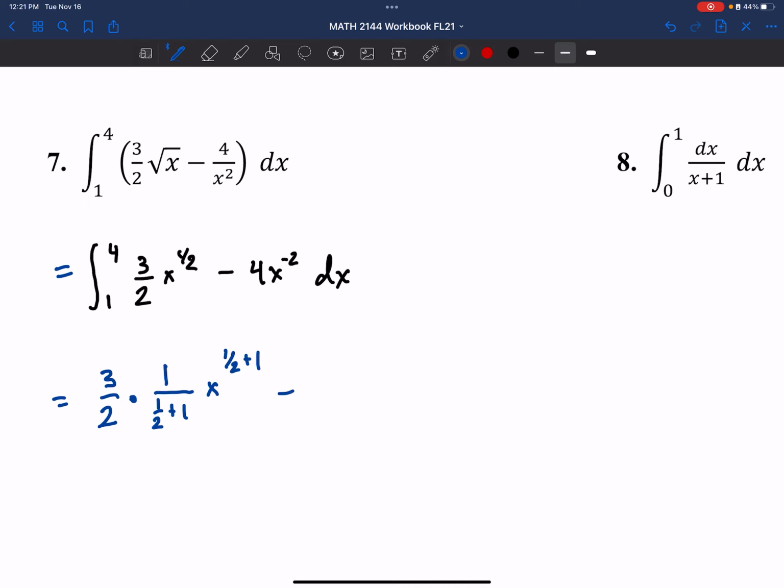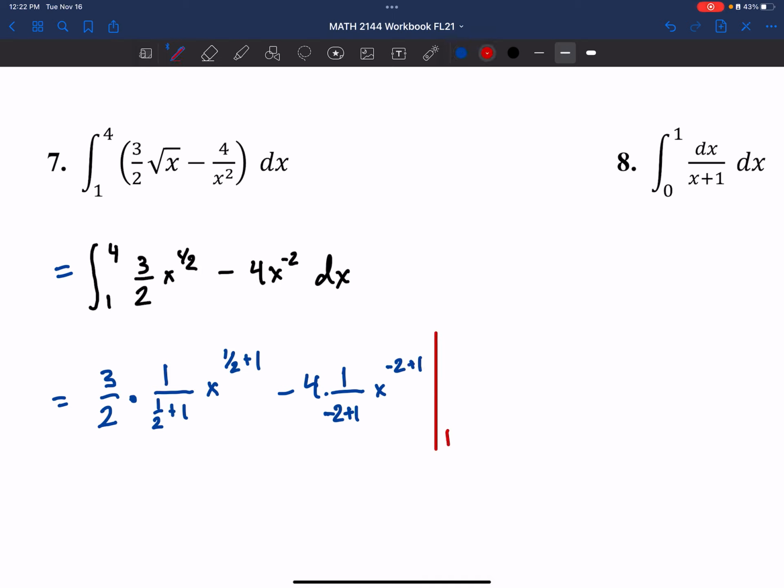Then we'll have minus 4 just comes down. And then we have 1 over minus 2 plus 1, and then we have x to the minus 2 plus 1. So that right there is the antiderivative.